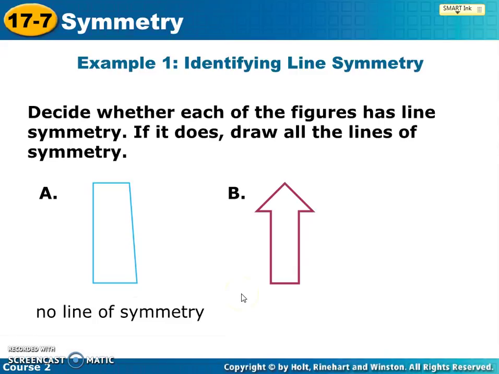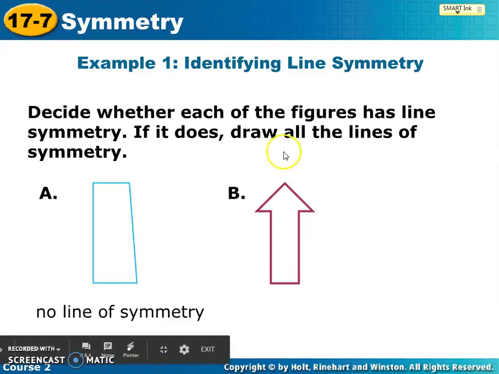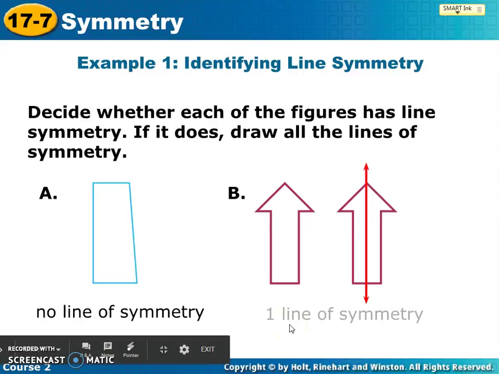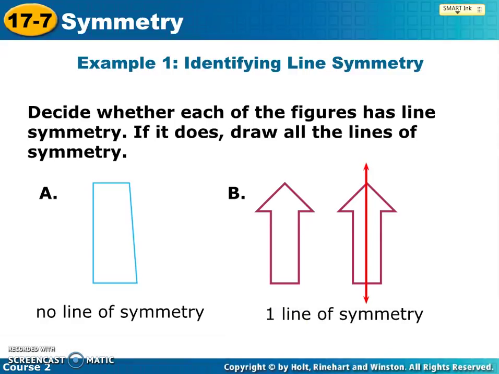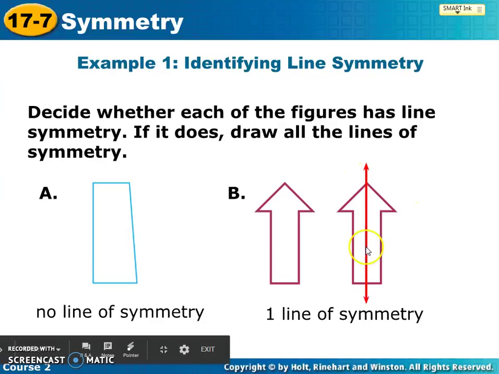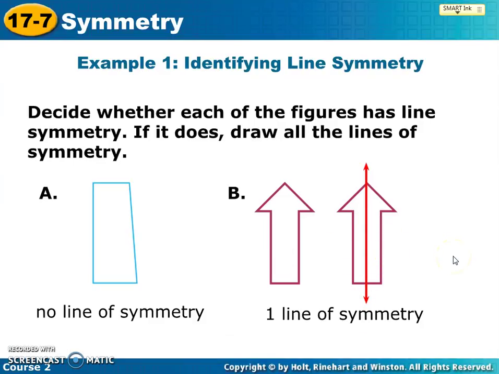Let's look at B. We have our arrow here. If I were to draw a line straight up and down, we can notice here that the left could go with the right. So it has one line of symmetry on B. And go ahead and draw your line then. The only place that we could fold this arrow in half and look identical is right down the middle. So our left and our right would be the same. So one line of symmetry there for B.